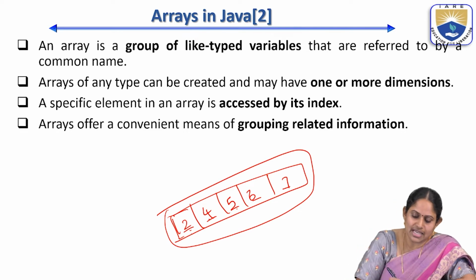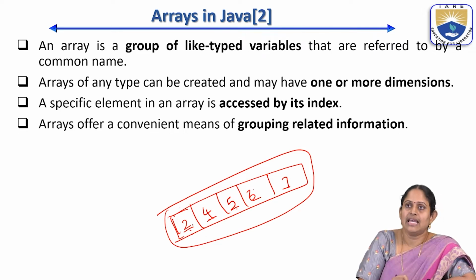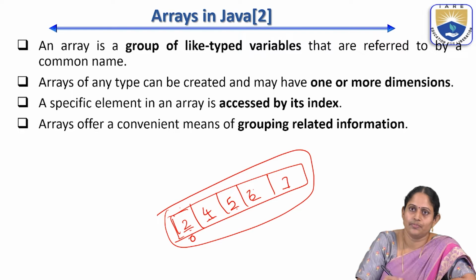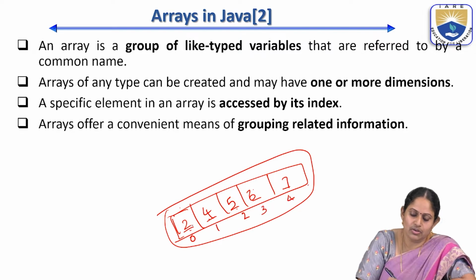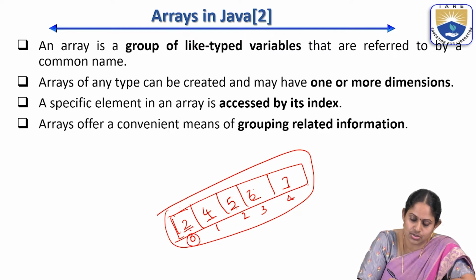Now each of these array locations will be given some index. Generally the array index starts with 0. So this will be 0, 1, 2, 3, 4 likewise. The data at array index 0 is 2. The data at location 1 is 4.